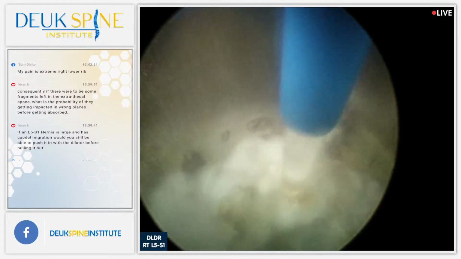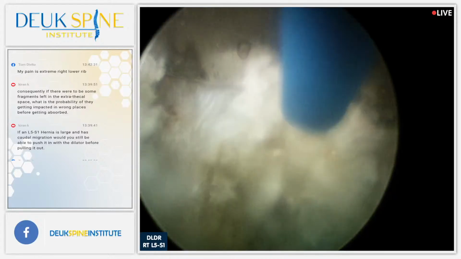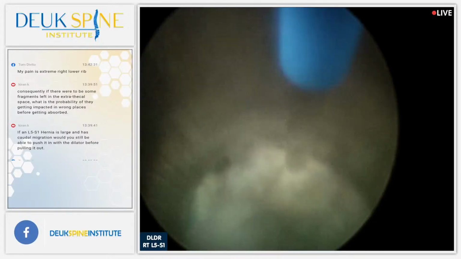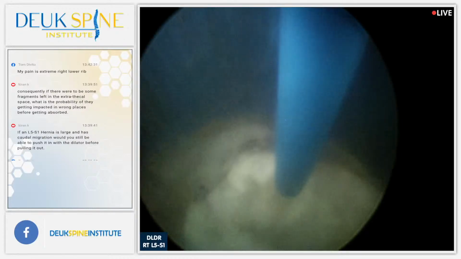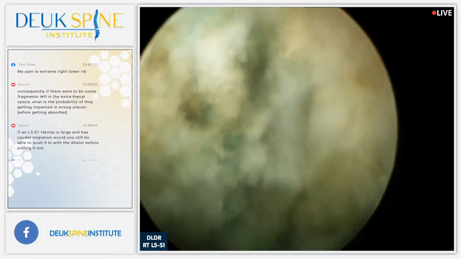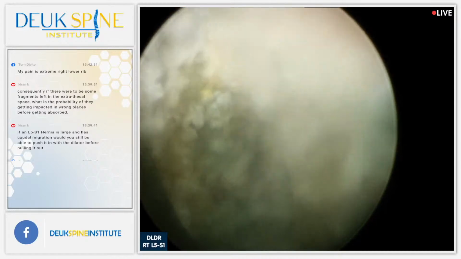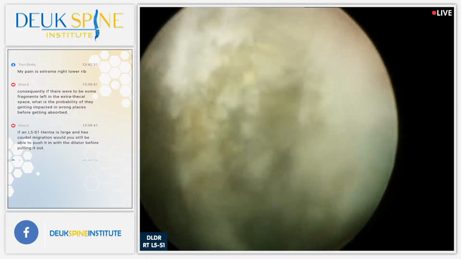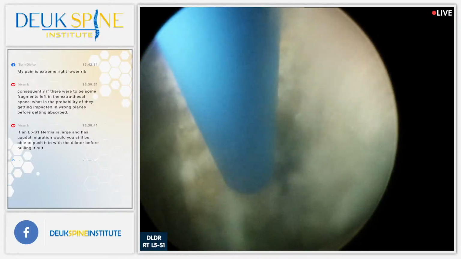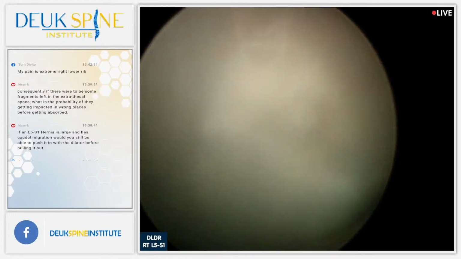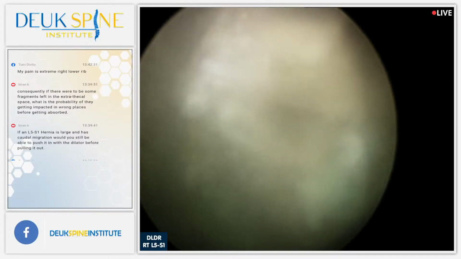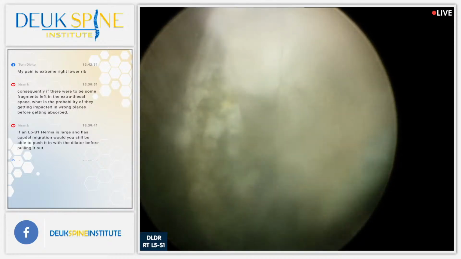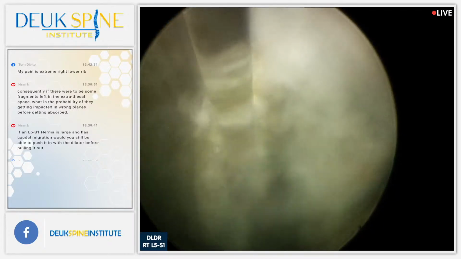Question number 2 from Kieran, once more on YouTube, asking consequently, if there were to be some fragments left in the extrathecal space, what is the probability of that getting impacted in wrong places before getting absorbed? First of all, those fragments will never be absorbed. Second of all, the probability is 0. You've got nothing to worry about.